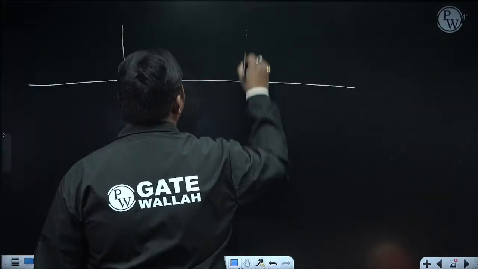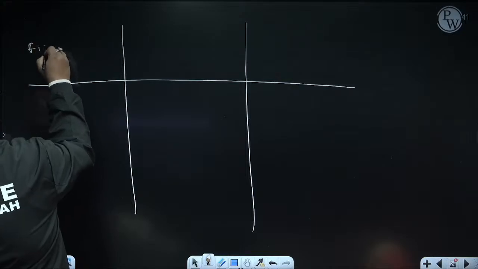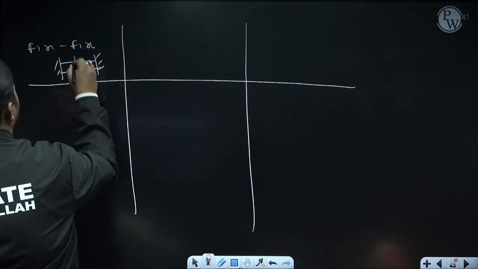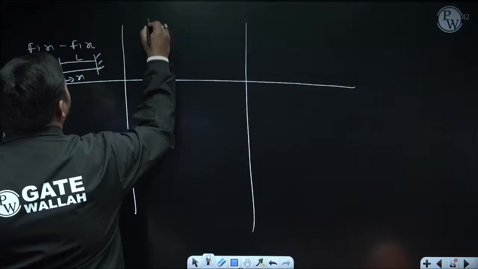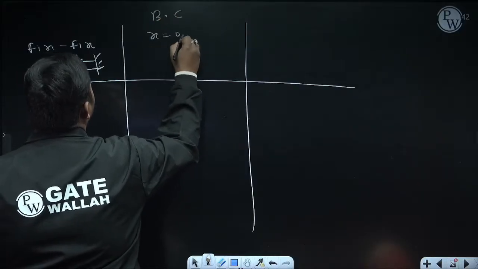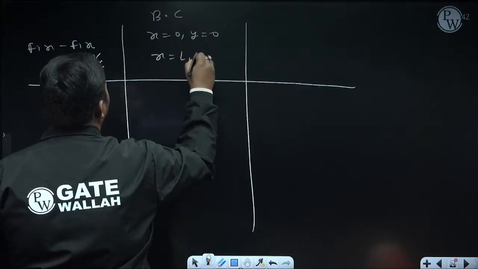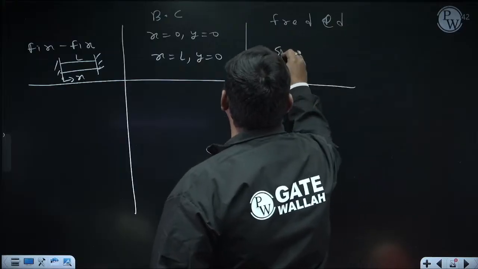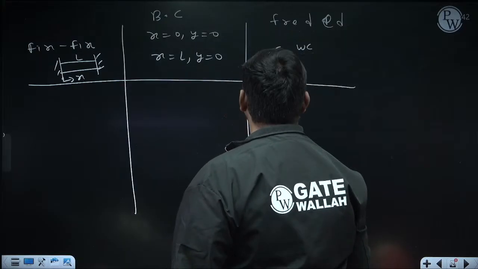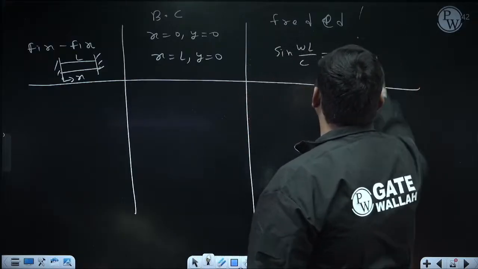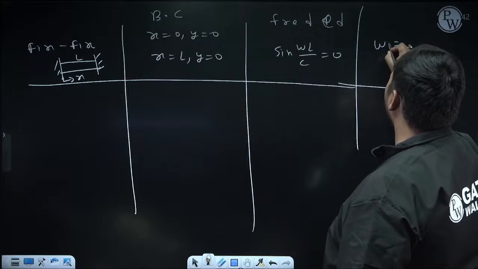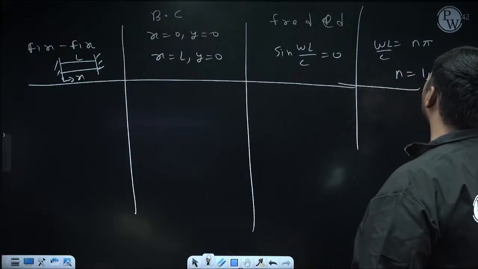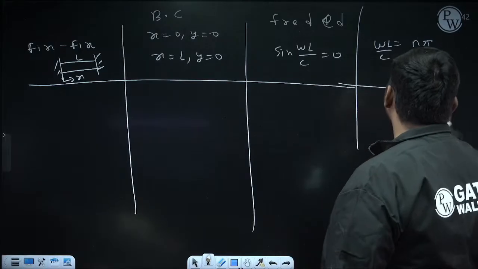Same thing will repeat. Again, if it is fixed-fixed connection, so length is L, I am taking x from this location, means again boundary condition is same. Here I am writing boundary condition, x equal to 0, y equal to 0, x equal to L, y equal to 0. Frequency equation, same thing will repeat. Sine omega L by C equal to 0, means omega L by C will be n pi, means omega is n pi C by L, and n is starting from 1, because by putting n equal to 0 it will come 0, which is not practically possible.